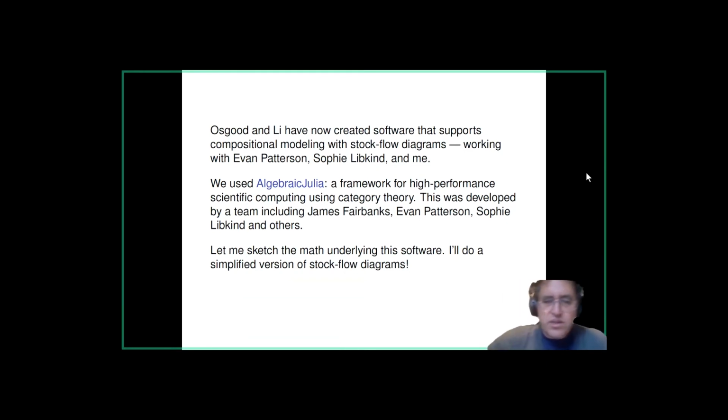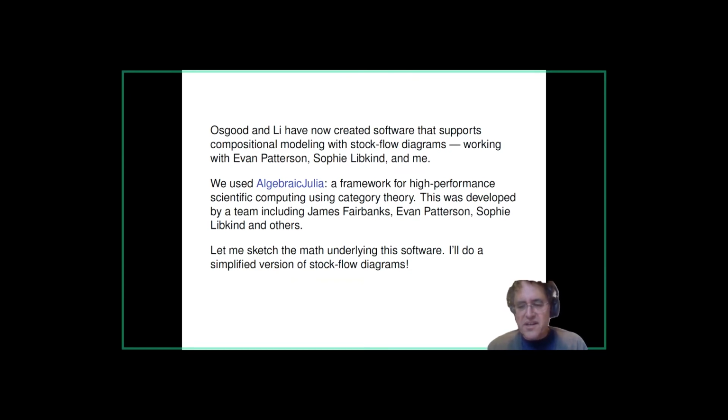And we, meaning they, wrote this software in a programming language called Julia, but there's a package called AlgebraicJulia that's been developed by James Fairbanks and other people I've already mentioned, and even more people. It's a package in the language Julia that lets you do high-performance scientific computing with category theoretic constructs. So Julia is a language that's apparently very good for large-scale numerical calculations.